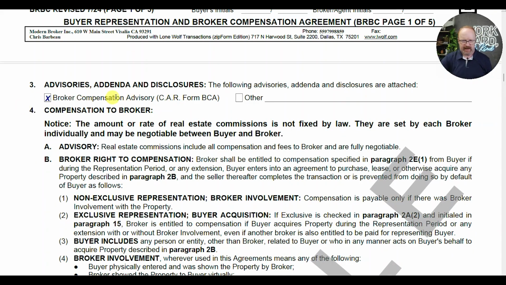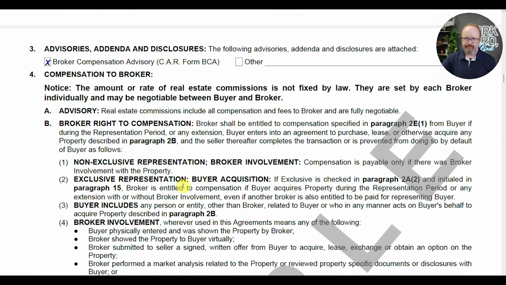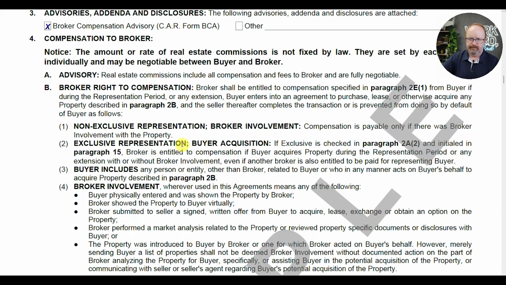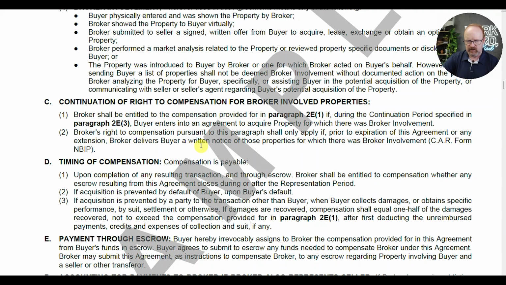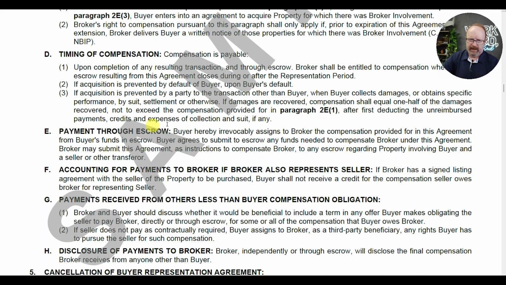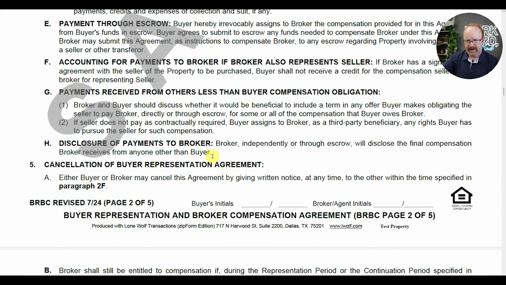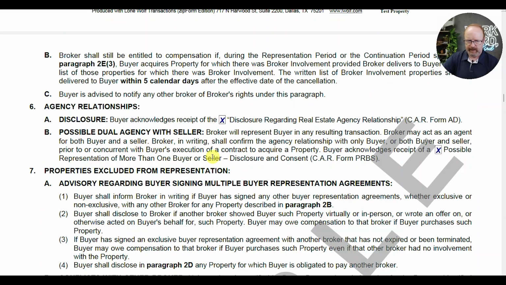There's a broker compensation advisory. We're going to go over that a little bit. Obviously, it talks about commissions not being fixed by law. So essentially, you're entitled to compensation from the buyer if they enter into agreement to purchase, lease, or otherwise acquire any property described in paragraph 2B. We already talked about what exclusive and non-exclusive is, and the continuation of the right to compensation. Essentially, compensation is going to be handled through escrow, and that's how you're going to handle this agreement.